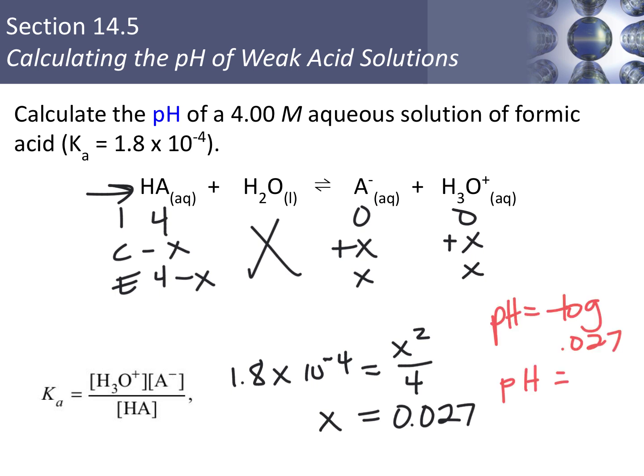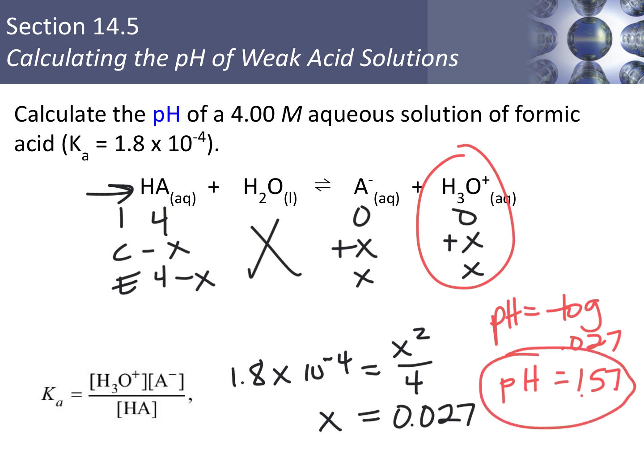Once I know X, this is my hydronium ion concentration. And for pH, I take the negative log of the hydronium ion concentration to get a pH of 1.57, which makes sense as a pH for an acid. And I'm done with my problem.